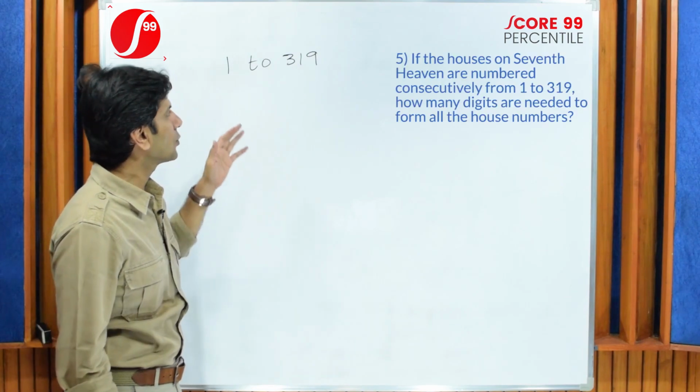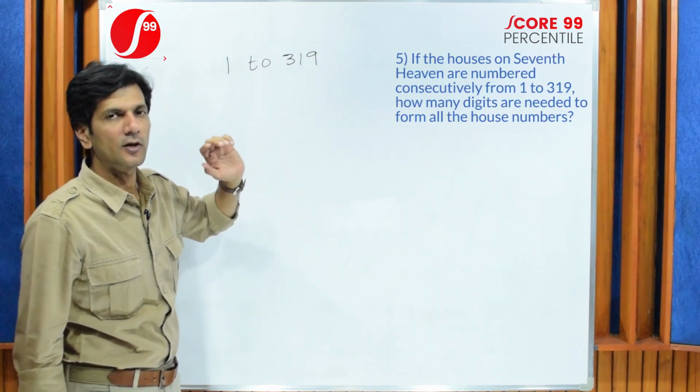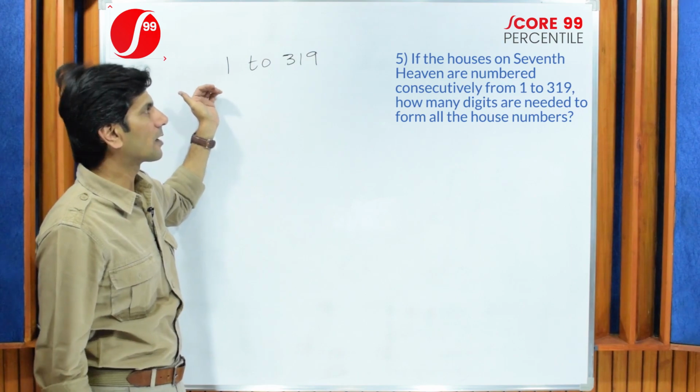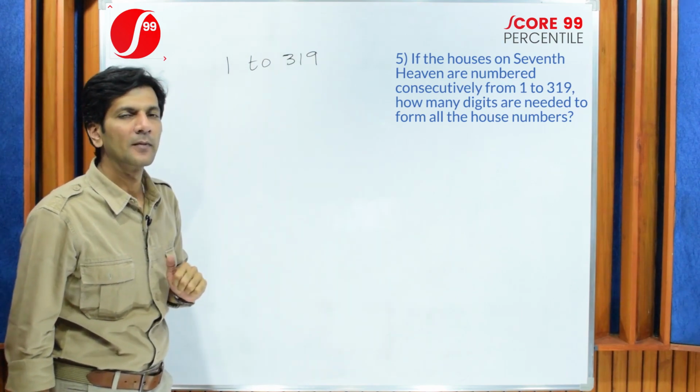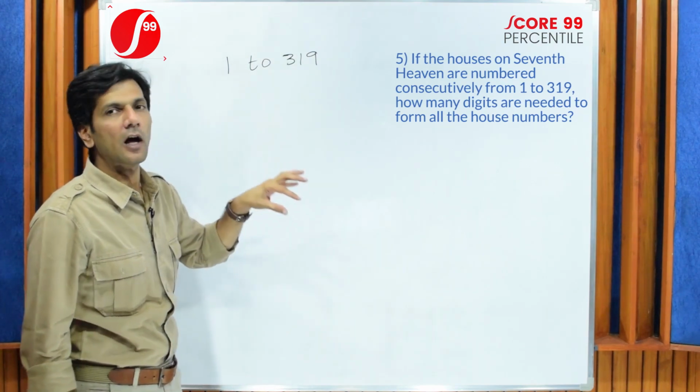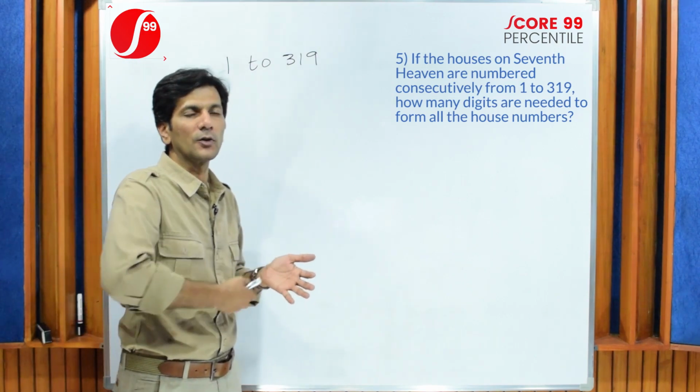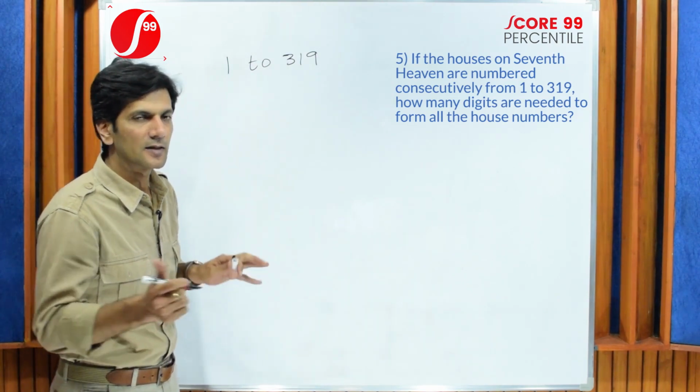Now it's given that you are numbering, as per the question, houses starting from house number 1 to house number 319. Now, how many digits in all are you actually using when you're counting numbers from 1 to 319? So let's look at it this way.